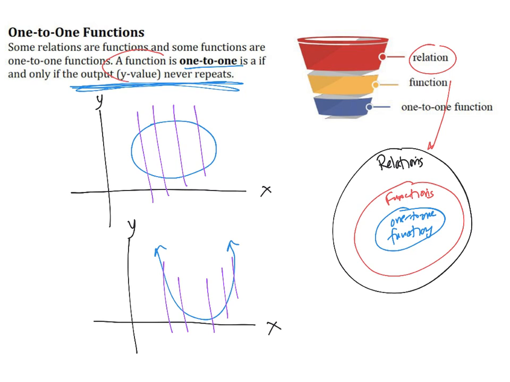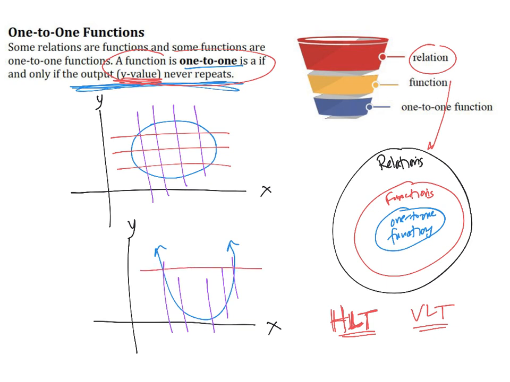But if it's a one-to-one function, then our y values should also not repeat themselves. So in order to be a one-to-one function, it needs to pass not only the vertical line test, but it also needs to pass the horizontal line test. HLT stands for horizontal line test. Of course the circle already failed, so it's not a function, therefore it can't be one-to-one. But a parabola is a function, but it's not a one-to-one function because it fails the horizontal line test.